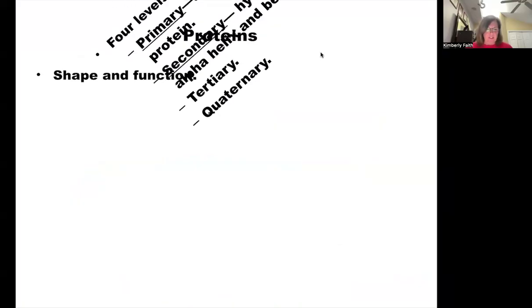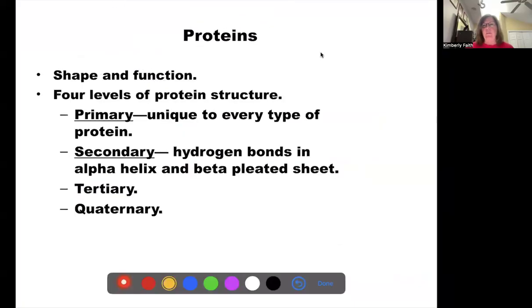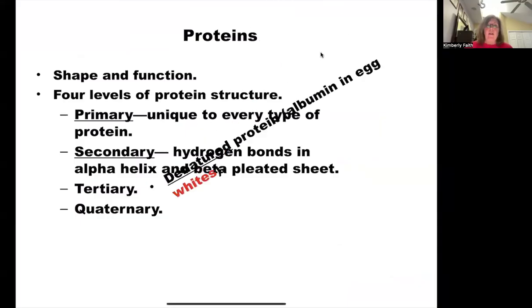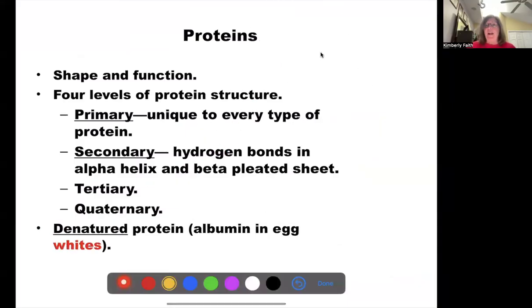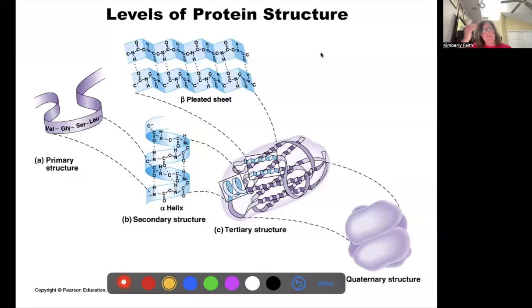Protein shape and function. We have four levels of protein structure: primary, secondary, tertiary, and quaternary. We also are going to talk about what happens if we were to unfold our protein, and that is called denaturation. So here are the levels. I like to talk about it better with the picture.